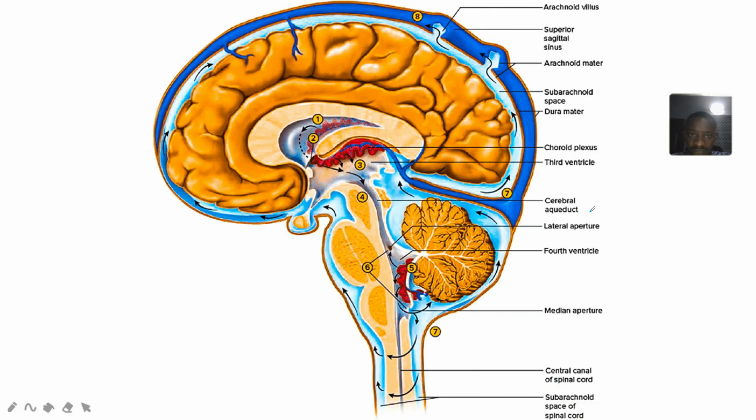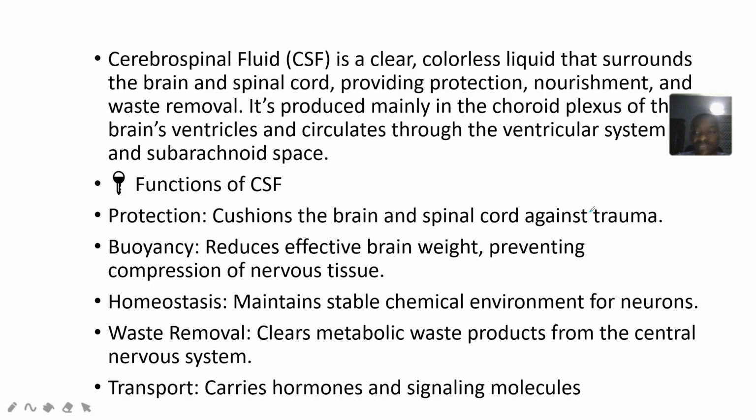So CSF, we said that it's a colorless liquid, and of course, it's surrounding the brain and the spinal cord. So it's providing a lot of protection, a lot of nourishment, and it's removing a lot of waste from that place. So it's produced mainly in the choroid plexus of the brain ventricles, and it circulates through the ventricular system and the subarachnoid space.